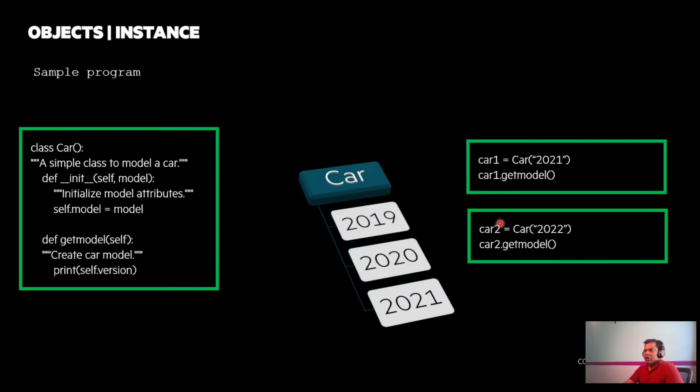Again, on the next line, we can create another object with the name car2. We are calling the car, and then inside the car we are passing the 2022 model. So this time, this model variable will be set with 2022. This particular object knows about the 2022 model, and the previous one only knows about the 2021 model.